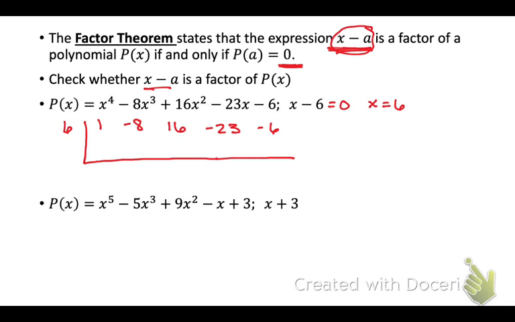Now, if your divisor could be factored into 2 binomials, you could just do this twice. But if you can't factor it into 2 binomials, then you can't do it. So long division works every single time, where synthetic division does not work every single time. If you get the first one done, go to the second one.